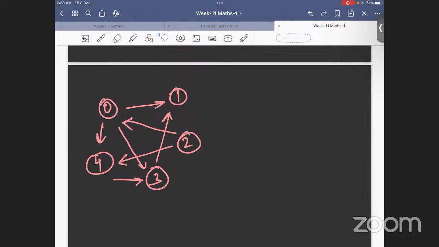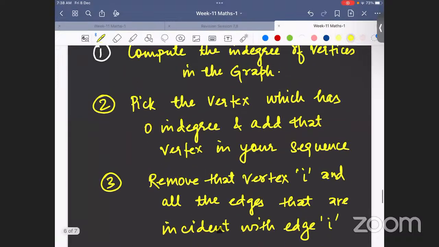Calculate in degree. Yeah, calculate in degree. What was the in degree for all the things? You have already calculated. The in degree for 0 was what? 1, 1, then 2, 2, 0, 2, 2, and 2. So the first step is now done.